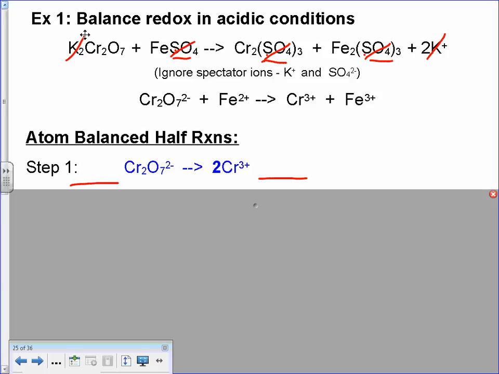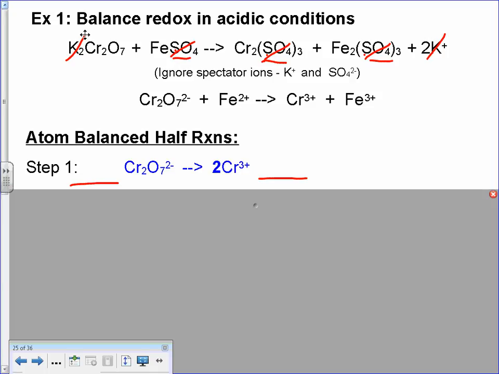All right, so I ignore the two there, okay? So if you just had to pull this out, you'd say dichromate goes to chromium 3+. The very first step in balancing a half reaction is to balance the non-H's and O's. Well, that means chromium in this case. So therefore you add a coefficient of 3 there.